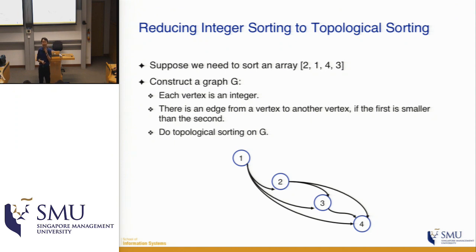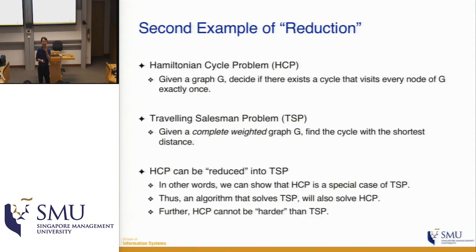Okay? Now, I gave another example in the slides for the reduction. This one is a more complex example. But I will go through it, because I think you know already part of it. Now, I'm going to contrast two problems. One is what you already know, which is the traveling salesman problem. Now, there is a simpler problem, which is what is called the Hamiltonian cycle problem.